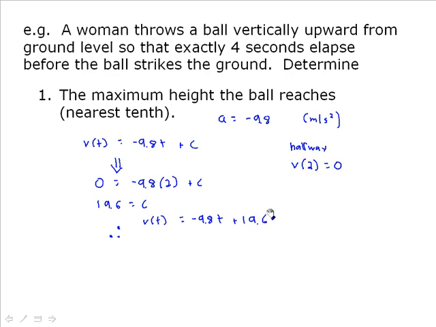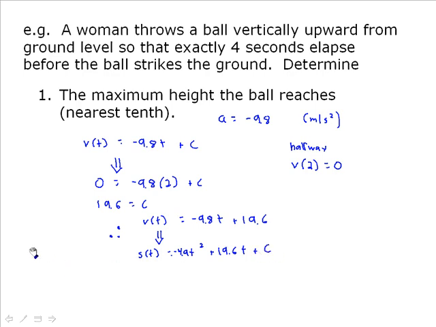And now that is not, of course, the maximum height, far from it. But we can keep going through this question. We need to now find s(t) in order to make any headway with this one. So s(t) will be the antiderivative of this one: negative 4.9t squared, 9.8 divided by 2, plus 19.6t, and then plus c.